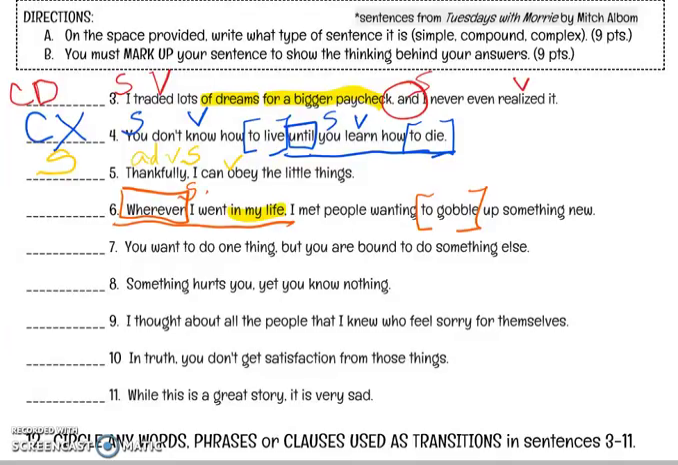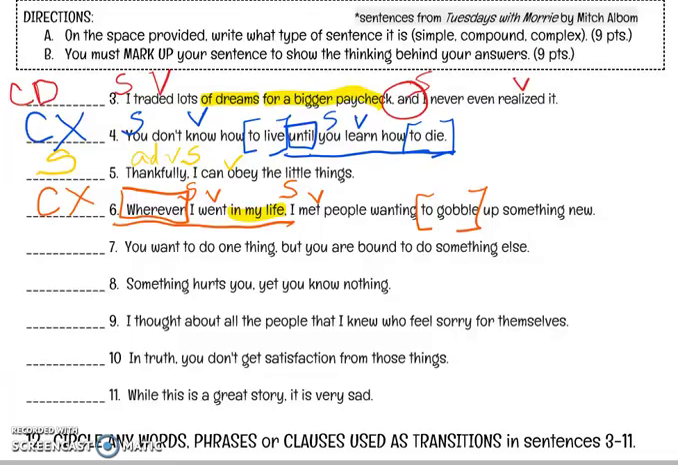I am the subject. Went is the verb. If I look at the independent clause, I met people wanting to gobble up something new. I am the subject, and met is the verb. So this is a complex sentence.